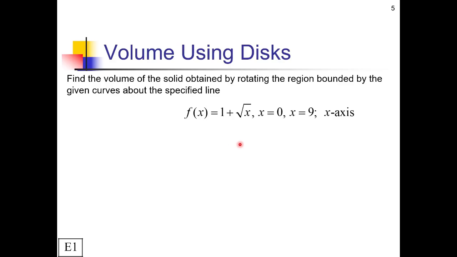Now that we've got that background on volume, let's take a look at this problem. They want us to find the volume of the solid obtained by rotating the region bounded by the given curves about the specified line. So we've got f of x, we've got x equals 0, we've got x equals 9, and the axis of revolution is the x-axis here. So I think it's a good idea to draw this out on Desmos if you're able to access a calculator. Pictures definitely help you visualize the radius when you're going to be using your formula.